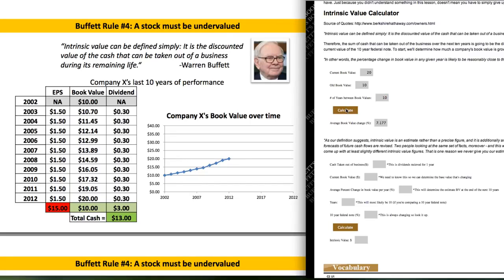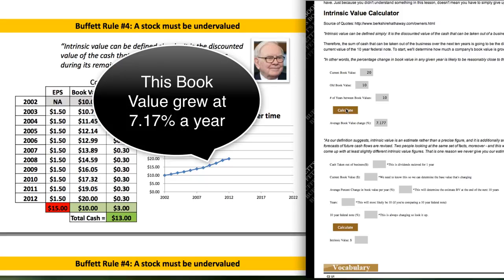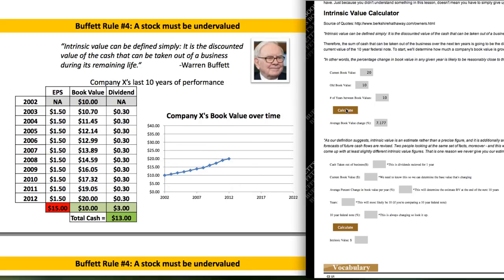So when we hit calculate, it shows you that the average book value change was 7.17% a year, okay? So that book value, when we went from 10 up to 20 over a 10-year period, was growing at 7.17%. Now that number is really important because as we look into the next 10 years, we know that the book value right now is 20. So that gives us a good idea of what we might want to use when we estimate how the book value is going to grow over the next 10 years for the bottom calculator.